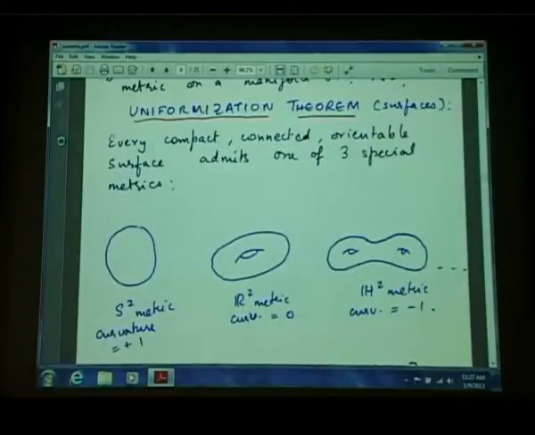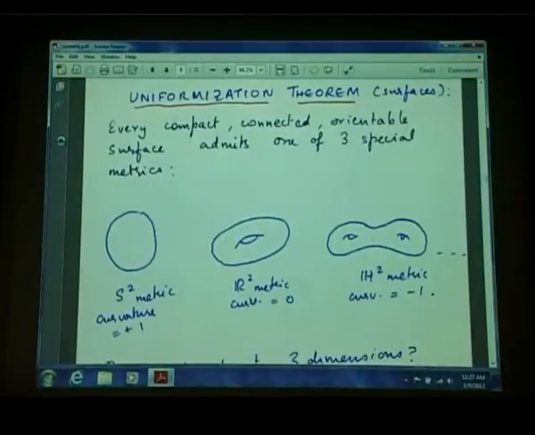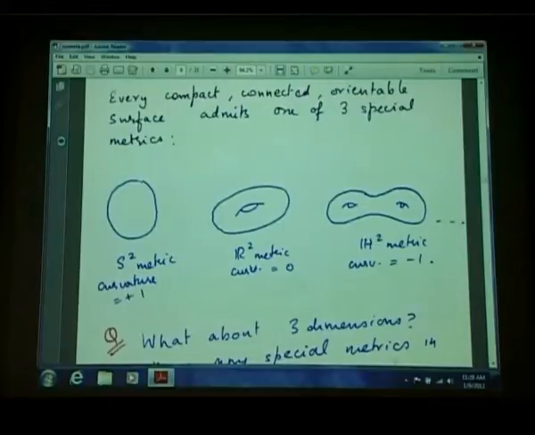So the theorem says that every compact connected orientable surface admits one of three special metrics. And more precisely, suppose my compact connected orientable surface has no holes, okay, then it always admits a sphere metric which has constant positive curvature. And if my surface has one hole, this is what we call the torus, then it always admits the flat metric whose curvature is 0. And if it has more than one hole, it admits a hyperbolic metric, whose curvature is constant and negative. So there are three special metrics in 2 dimensions.